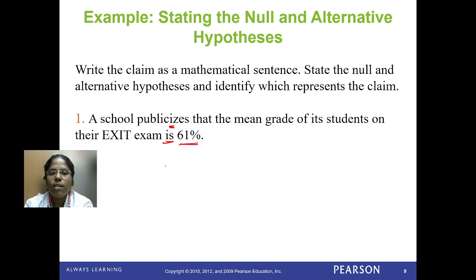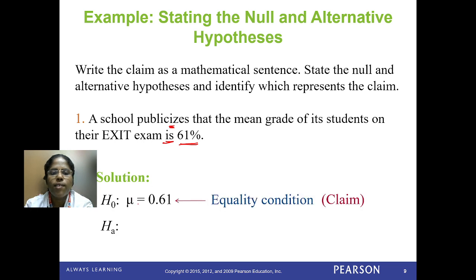For that, the alternate is not equal to. So first of all, we need to write H naught as mu is equal to 0.61. This is the claim here. Okay, equality condition. For that, the complement of H naught is mu not equal to 0.61. So this is the way how to write H naught and HA.